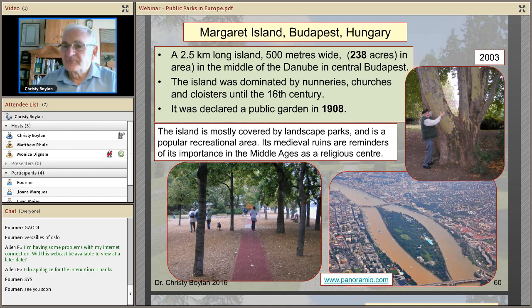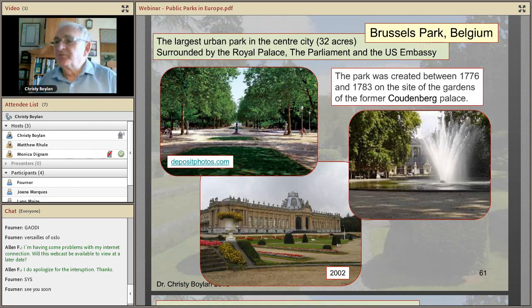So that's the famous park in Helsinki. Elizabeth, you've written SYS. Is it a reference to a slide or something? Or see you soon? Oh God, I never saw that before. Okay.